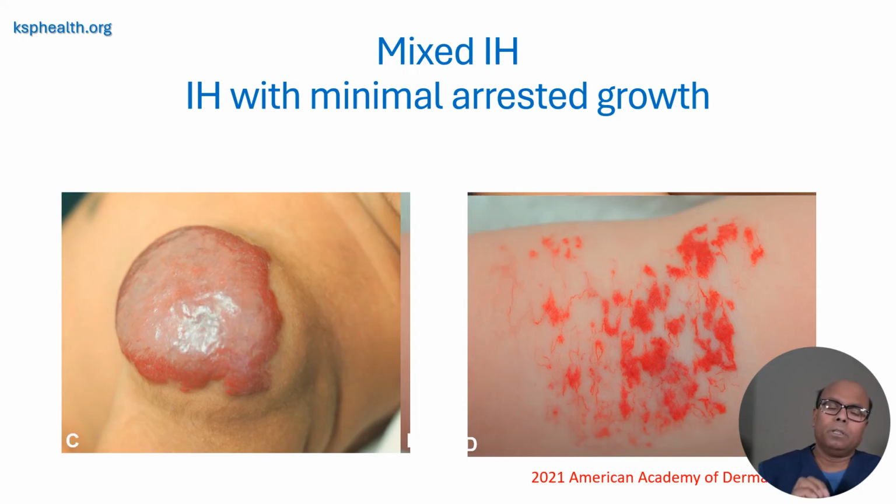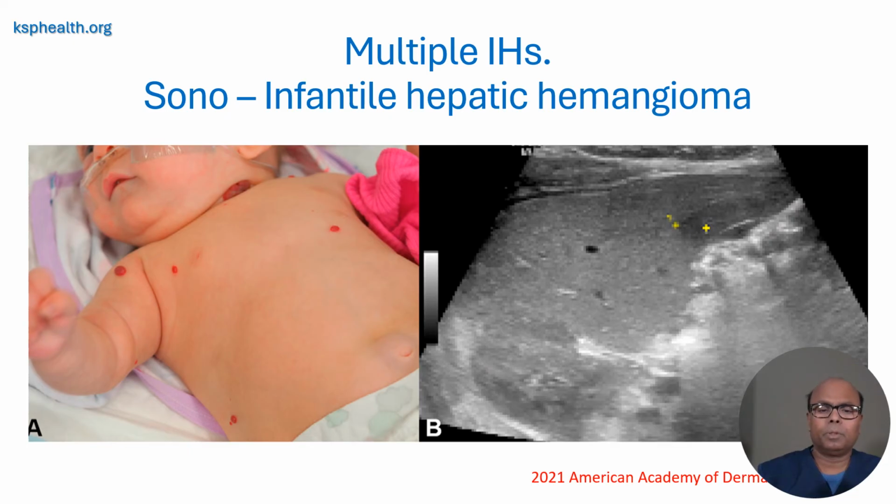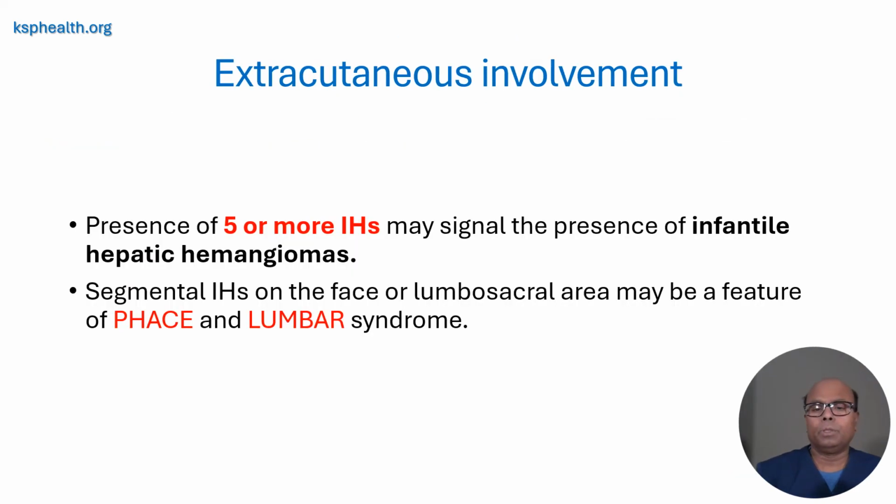The fourth one is hemangioma with minimal or arrested growth. This particular slide shows multiple focal hemangioma, often associated with infantile hepatic hemangioma, as you can see here in the sonogram of the liver. So extracutaneous involvement: presence of 5 or more hemangiomas may signal the presence of infantile hepatic hemangiomas. Segmental hemangiomas on the face or lumbosacral area may be a feature of PHACE or LUMBAR syndrome.